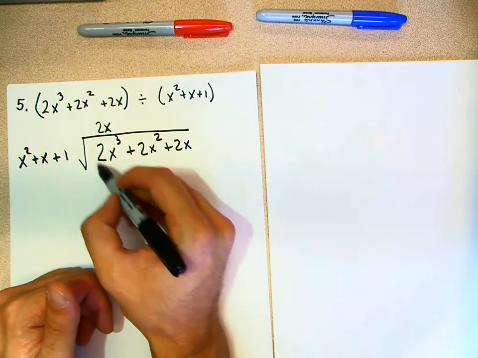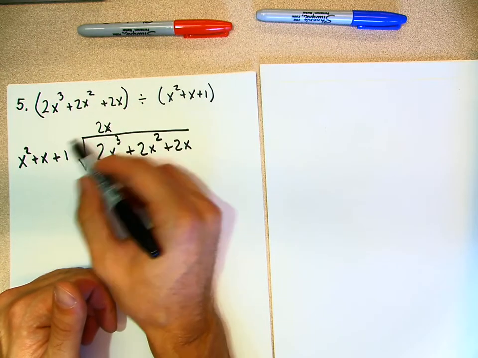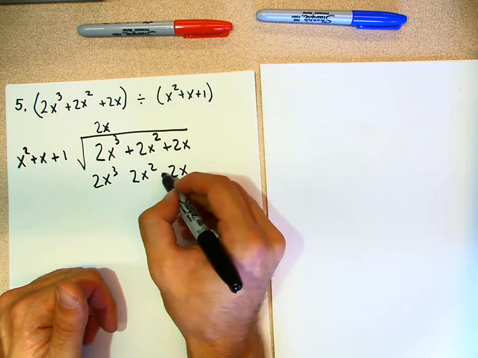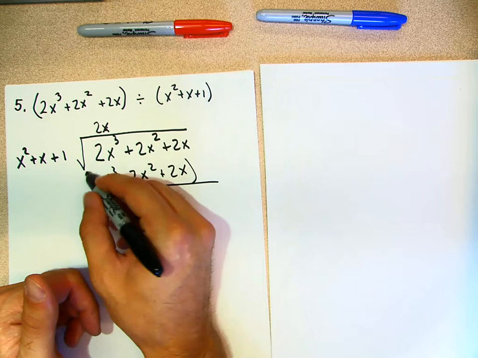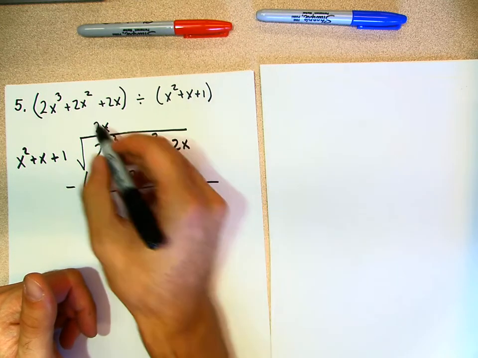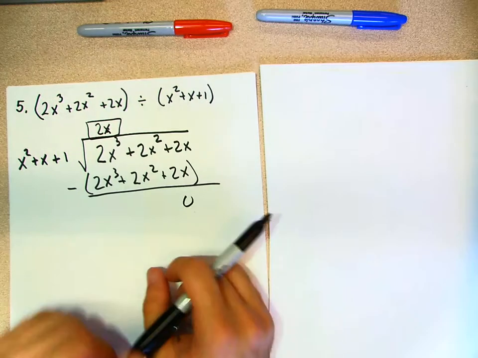So 2x times this is 2x cubed. 2x times x is 2x squared. 2x times 1 is 2x. And then look at this. What an easy problem. Parentheses, parentheses, subtract. They all become 0. So your answer is just 2x. That was an easy one.